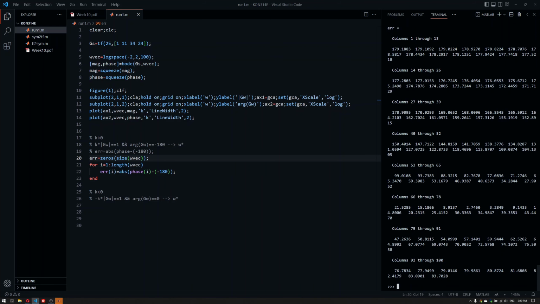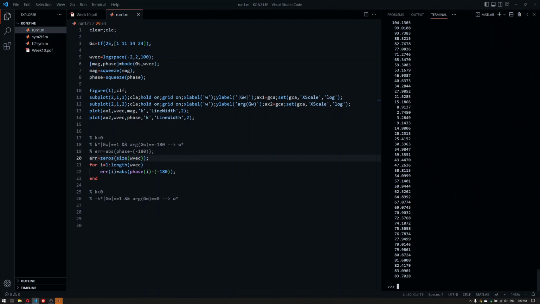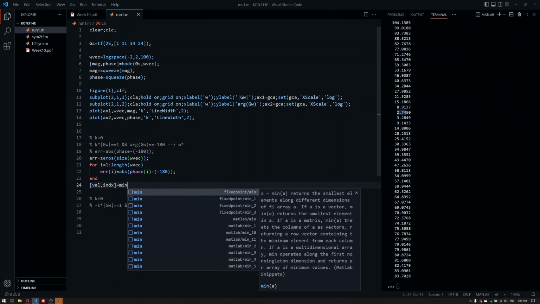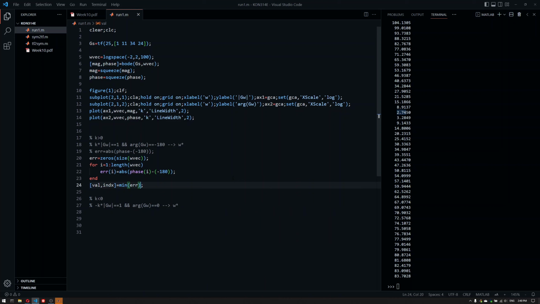So you can see we have an error vector here. And here somewhere it becomes the minimum value. You can see it's kind of this parabolic shape, sort of, and we're looking for the minimum here, since we're using the absolute value, and since it does exist at this point. So we're looking for the minimum value here. So value index, minimum of the error here.